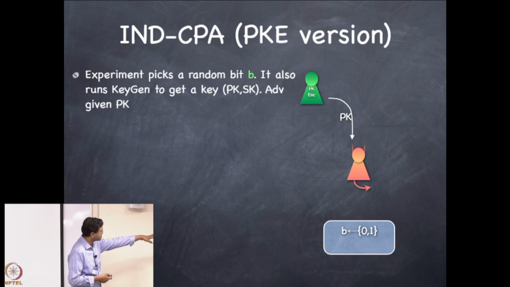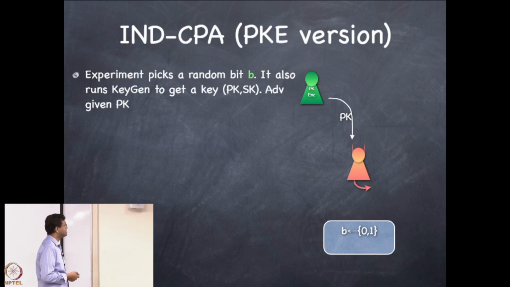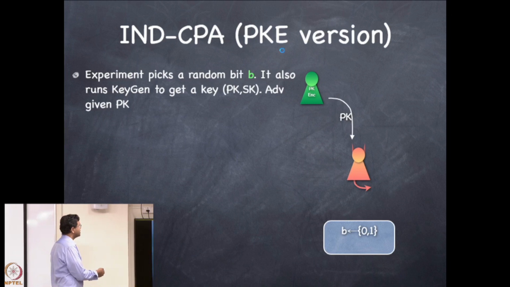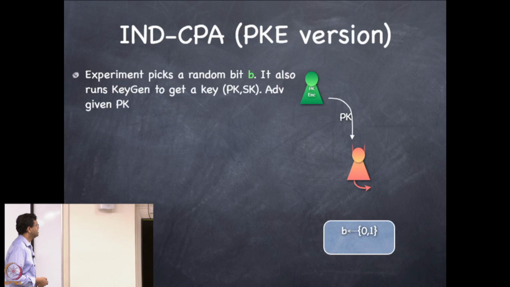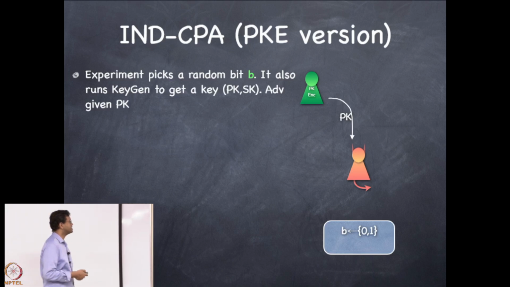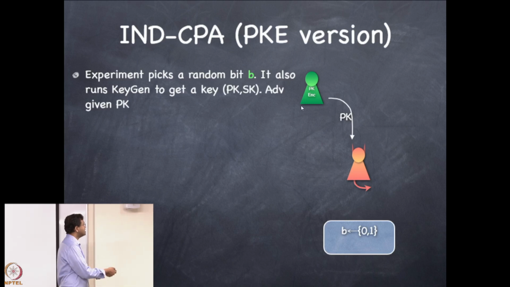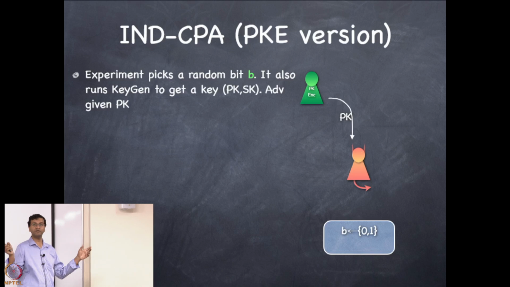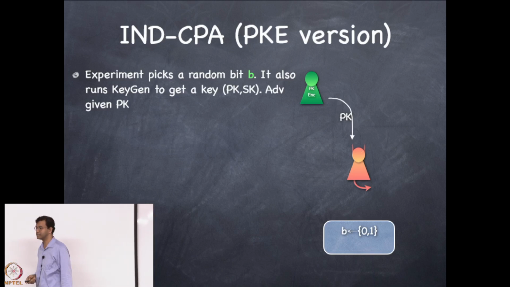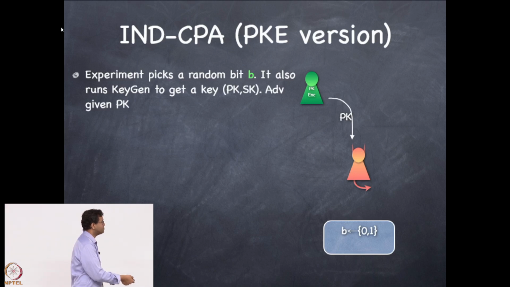In this experiment, this is just part of the experiment. Right now, it's not important where the key is generated. The key is generated in the experiment somewhere, and only the public key is given to the adversary. The public key is meant to be public, so the adversary should see it, so we give it to the adversary first. We also have this bit B here, which we are going to ask the adversary to guess.